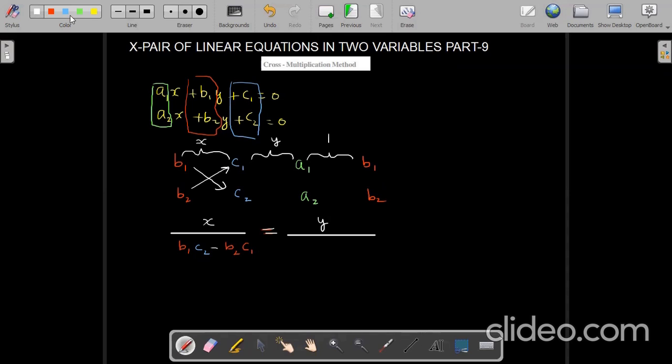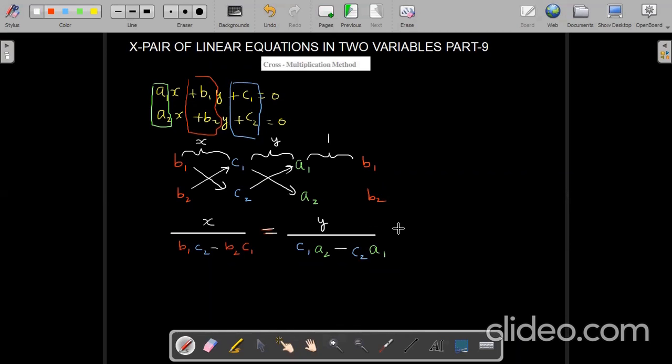Again cross multiplication, c1 a2. First you come from up to down on the right hand side. This diagonal we will make first always. So c1 multiplied with a2, c1 a2 minus c2 a1. c2 a1.